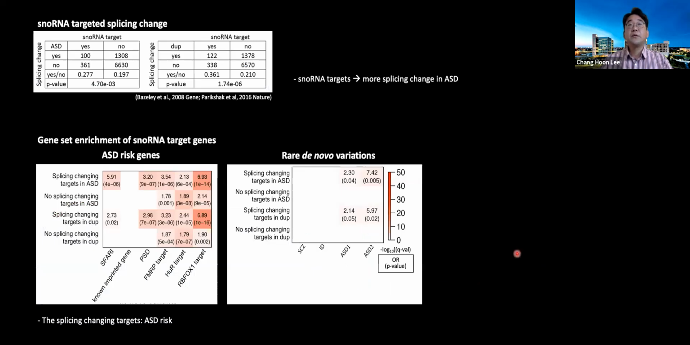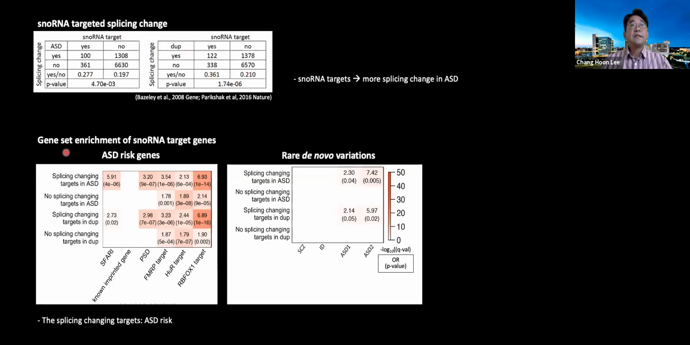So what do the splicing changes mean? When I consider RNA target splicing changes here, the target shows the most highly enriched splicing change in ASD, higher than non-target. The ratio is higher than for non-splicing targets. The same thing happened in dup15q patients as well. It's pretty high compared to here.